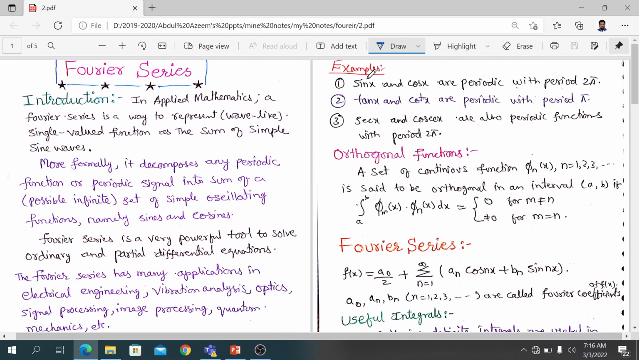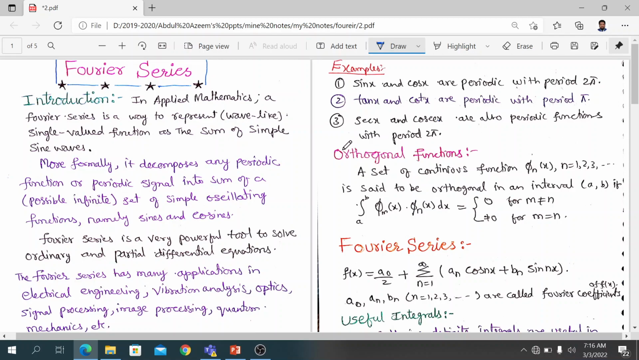Now an example: sin x and cos x are periodic with period 2 pi. Tan x and cot x are periodic with period pi. Sec x and cosec x are also periodic functions with period 2 pi. These are the examples for periodic functions.